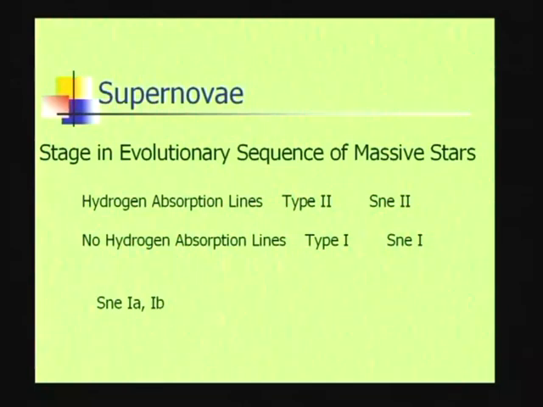Supernova. What are these supernova? These supernova are evolutionary. It's a stage in the evolutionary sequence of massive stars. Stars like our sun will not end up as a supernova. It will finish its hydrogen cycle, it will expand, then it will go into a helium burning phase, etc.